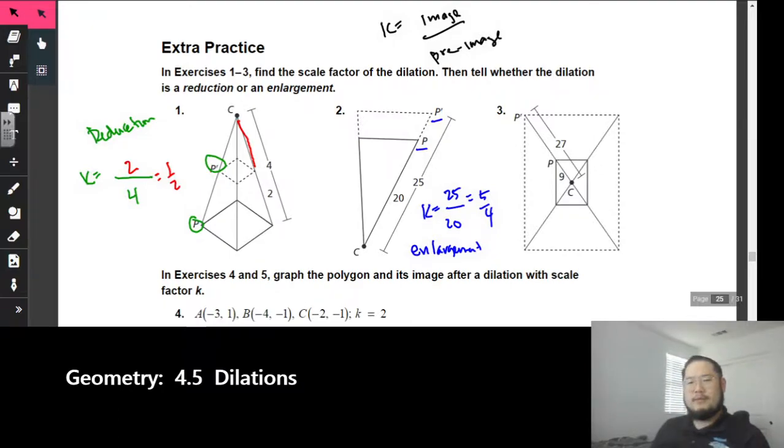Next up, number 3. I'm looking at P prime, which is my image. P is my pre-image. So definitely, hopefully we see that we have an enlargement. Let's make it work out. So k is equal to image. Image is 27. My pre-image is 9. And so we end up with 3 right here. And it makes sense. K is greater than 1, and we have an enlargement.